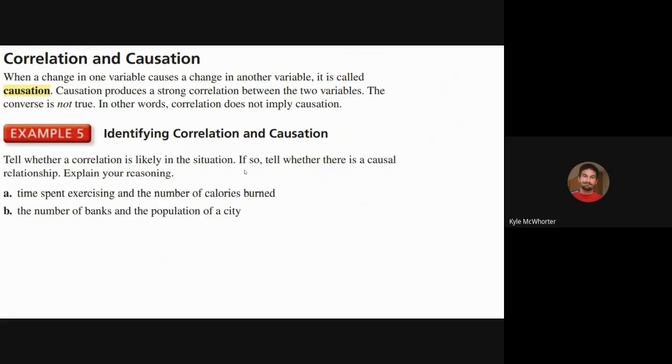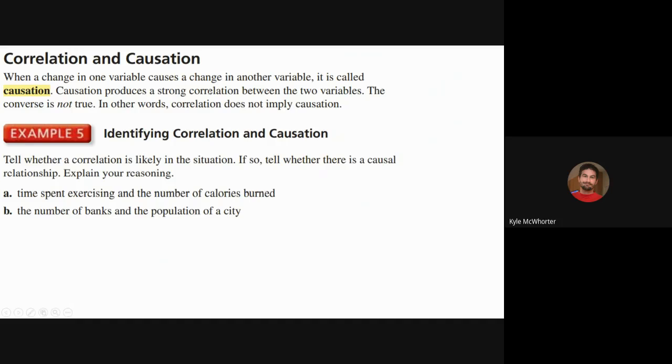And now the last part is to talk about correlation and causation. So we've talked about correlation so far. Two things can be correlated. Mathematically, you can put it in the calculator, get an R value, and tell if there's a strong correlation or not. But that doesn't determine whether or not it's causation. Causation is more of a thing that you have to process mentally.